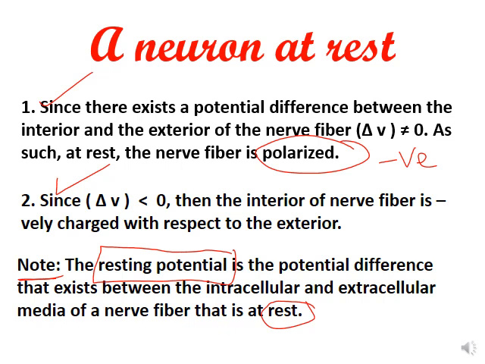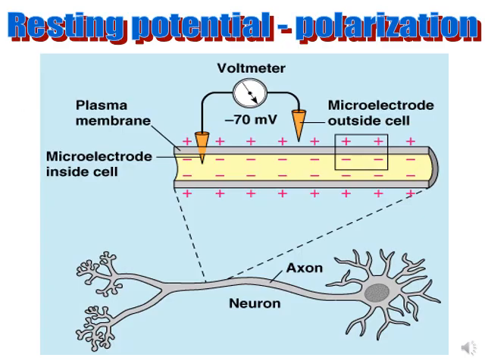So I repeat, the resting potential is the potential difference existing between the intracellular and the extracellular media of the nerve fiber at rest. That's why it's called potential. The resting potential: polarized, negatively charged, minus 70 millivolts, with needles on the internal and external sides.